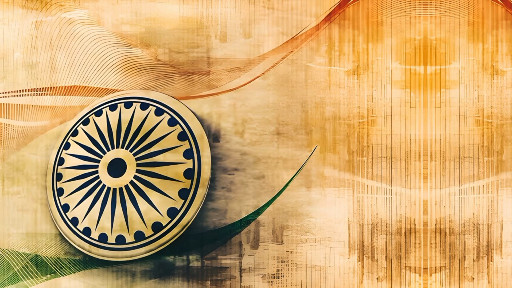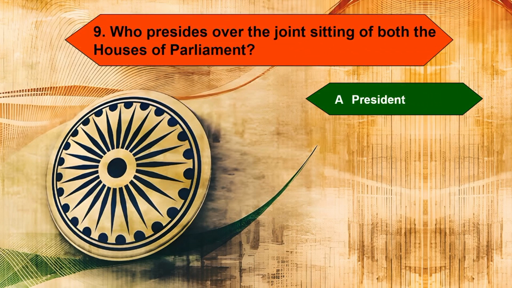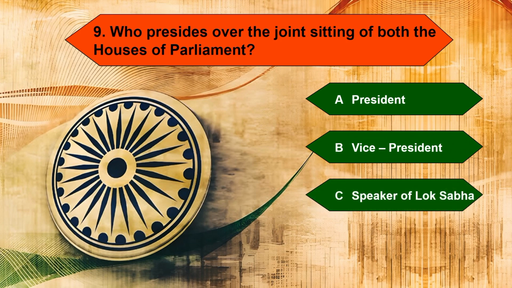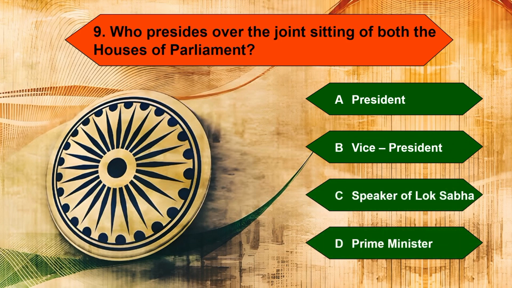9. Who presides over the joint sitting of both the Houses of Parliament? A. President. B. Vice President. C. Speaker of Lok Sabha. D. Prime Minister. C. Speaker of Lok Sabha.